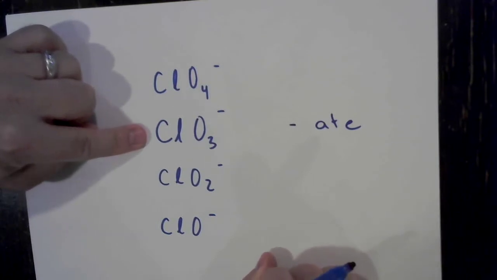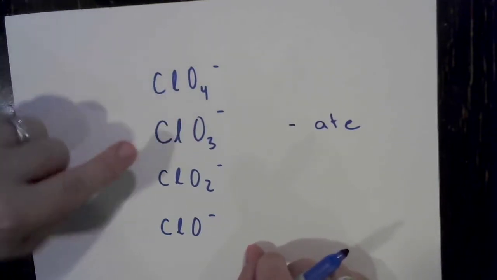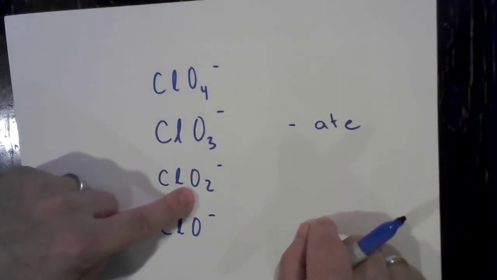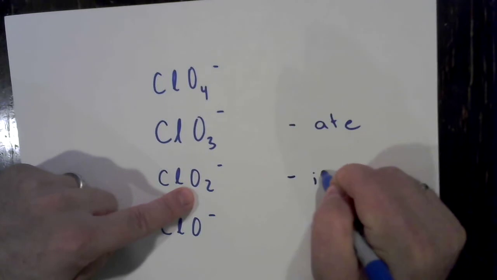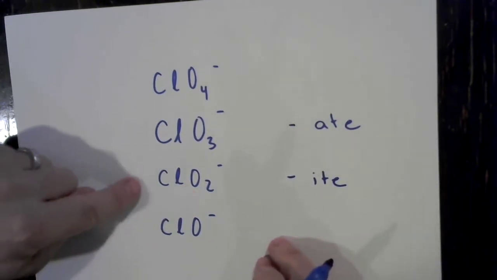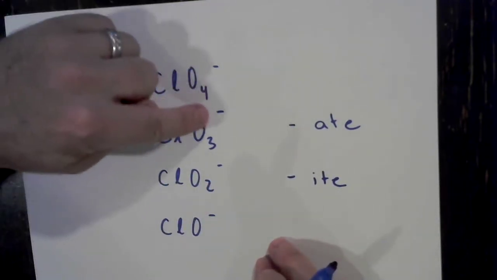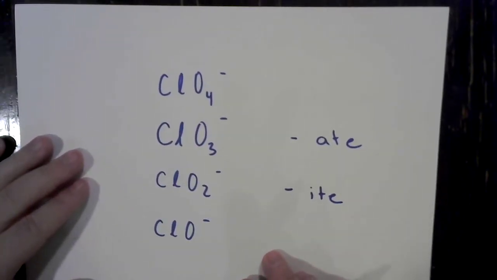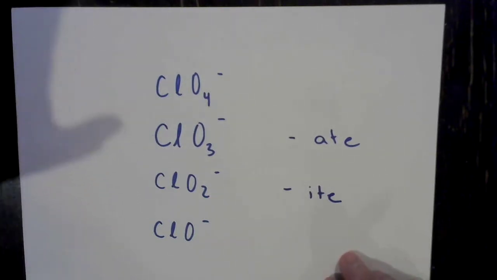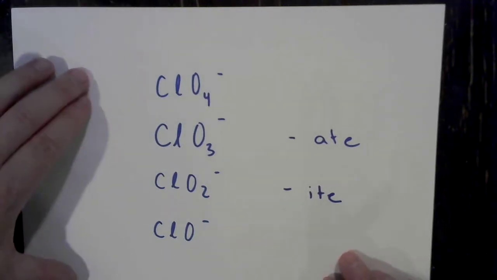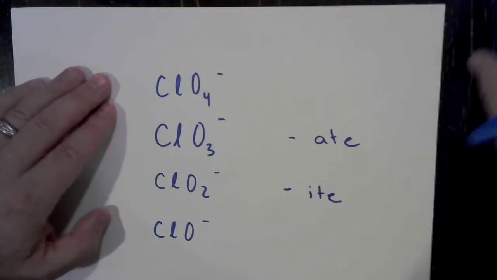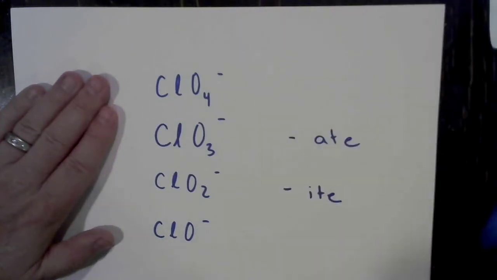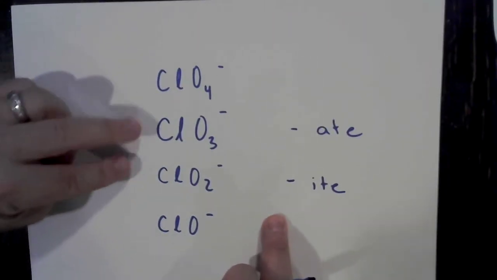Now, the way this pattern works is once you've identified the number of oxygens that you're going to have for your ATE ending, you can drop 1 oxygen and that's going to give you the ITE ending. And so this is going to be chlorite. Notice that the charge is going to remain the same for any of these, and that's going to be true for this naming convention. So even if I'm dealing with nitrate versus nitrite, they're still going to have the same charges. So again, this is the thing that gets you grounded. It figures out where you should be starting.